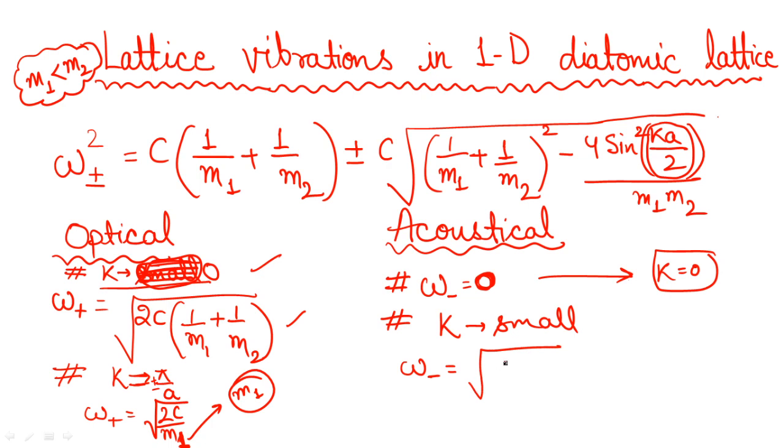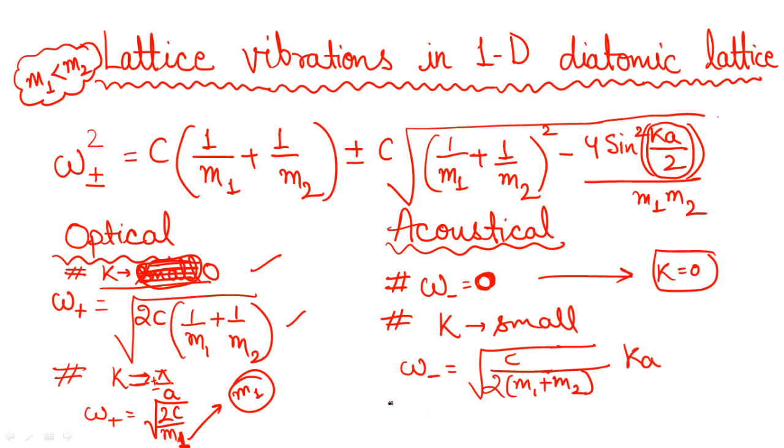is equal to root c upon 2(m1 plus m2), into ka. Now if anywhere required, you can get the group velocity and the phase velocities easily. You can just find d omega upon dk for this expression of omega to get the group velocity, and omega upon k for this expression for the phase velocity.